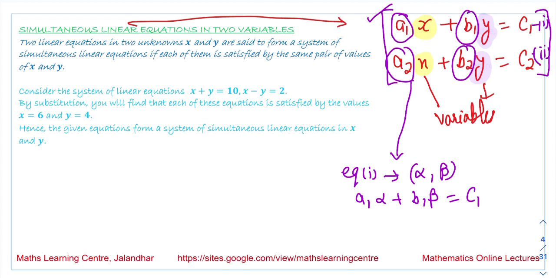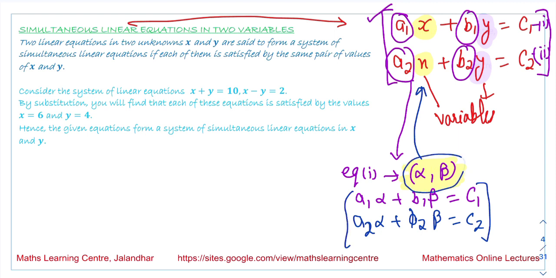Suppose now this alpha beta is also a solution of the second equation, it means a2 alpha plus b2 beta is equal to c2. It is satisfied over here. Then this pair is the solution of both these equations, and these two equations are called the pair of linear equations in two variables.